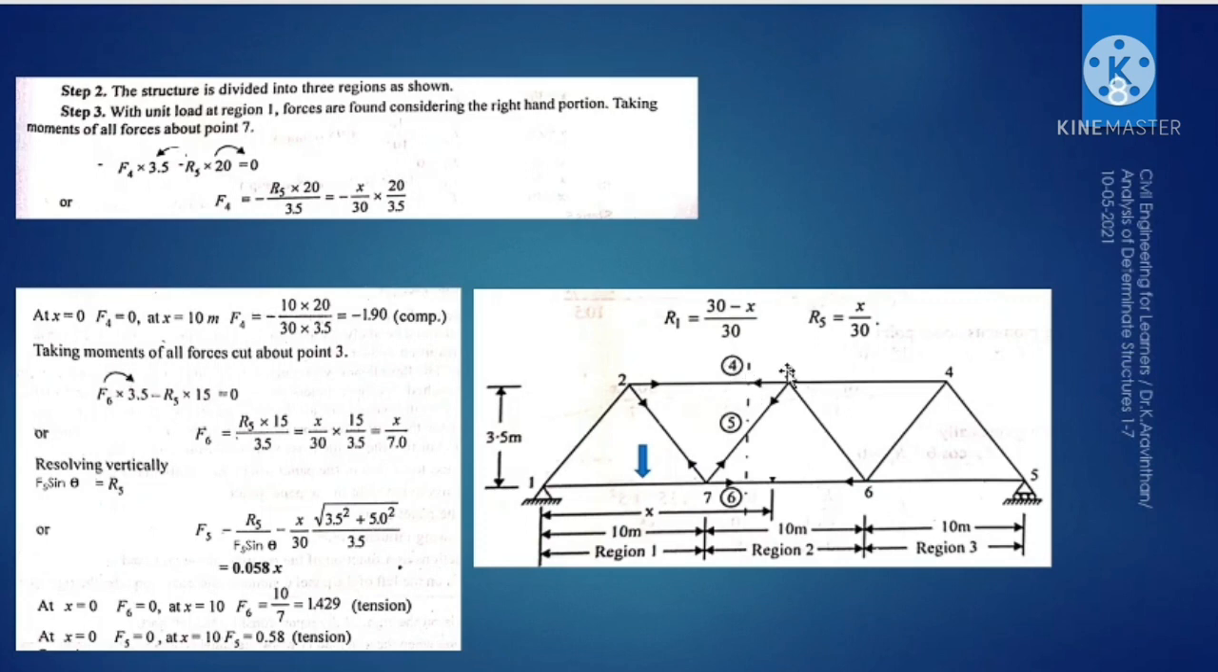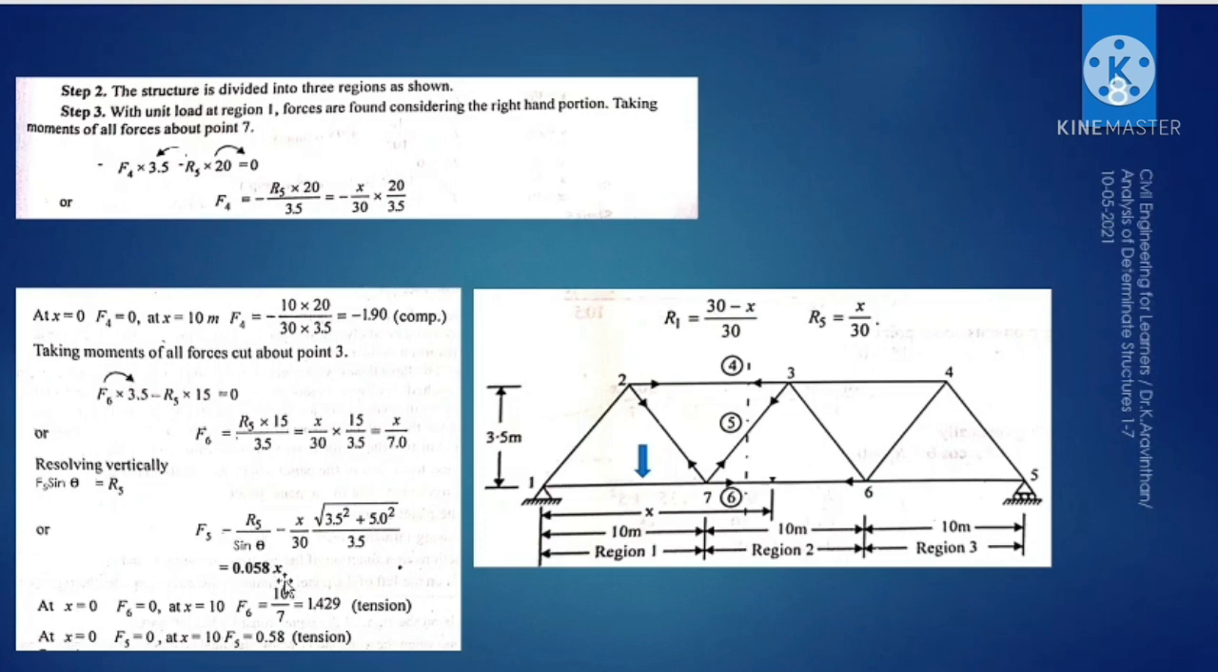So this is 5 meter and this is 3.5 meter. If you take the square root of this, you will be getting the answer. So that is why the answer is written here. Since it is in the denominator, you should invert this. After inverting that, R5 is x by 30, and sin theta, if you invert this, will become root of 3.5 square plus 5 square divided by 3.5, and if you find the answer, you will be getting 0.058x. So this will be F5.